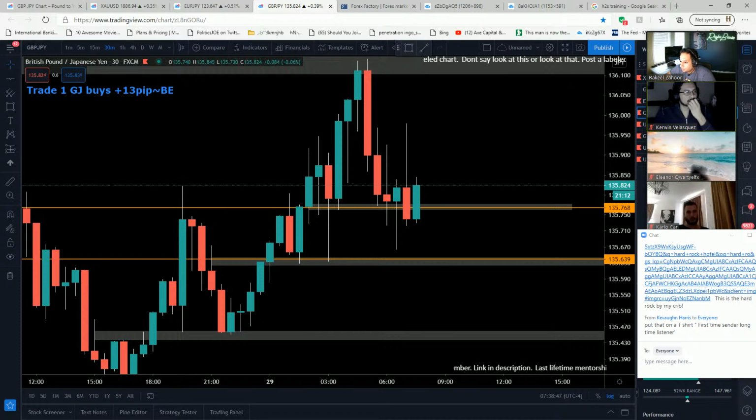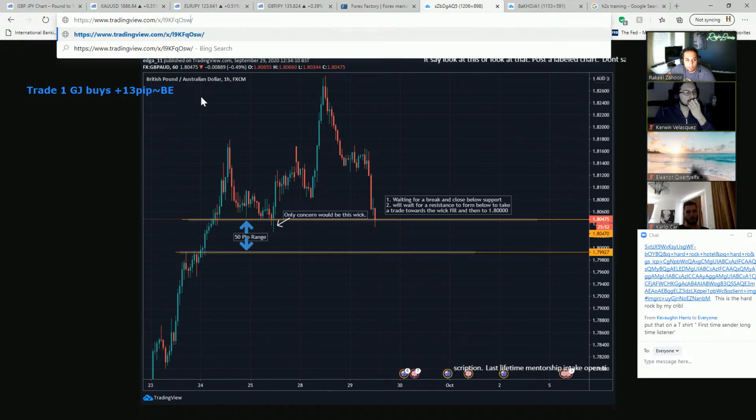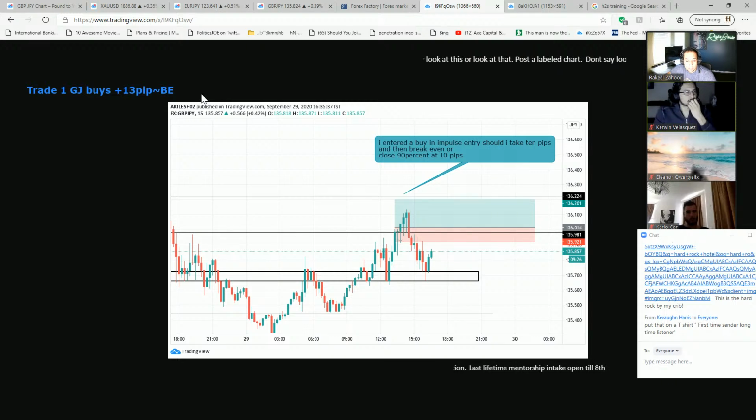What's this? Let's take a look at this. This is a loss over here. Let's take a look at this trade here. I entered a buy in an impulse entry. Again, impulse entries on 15-minute, people losing left, right, and center. I don't know. Should I take 10 pips and break even or close 90% at 10 pips? Oh, okay. Actually, was this a loss or a win? Oh, it's a loss, and you didn't take profits. I think the lesson you can learn from here is to secure profits.